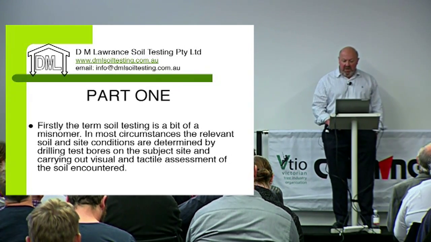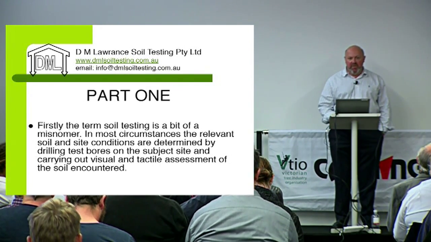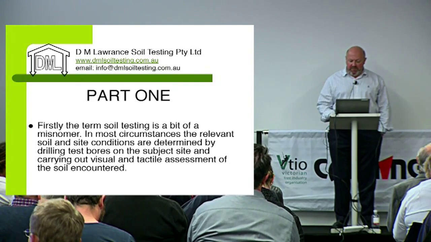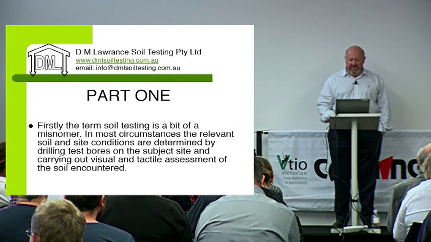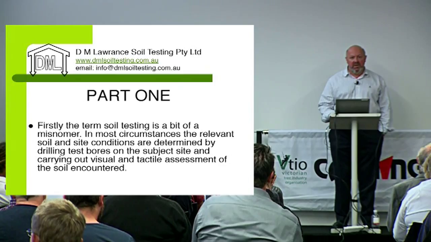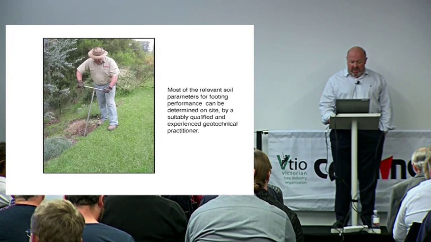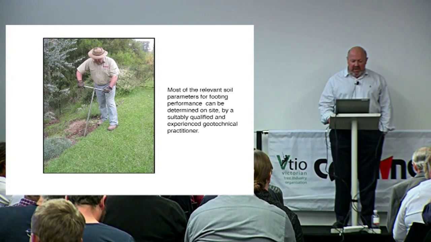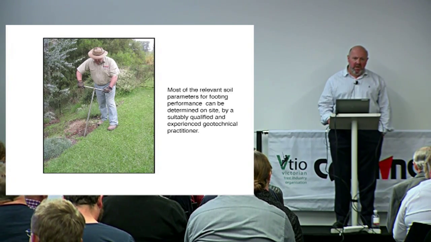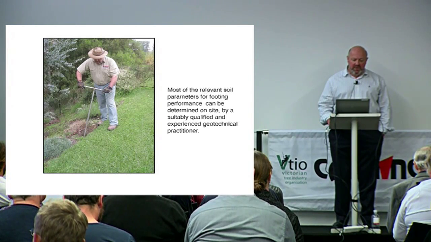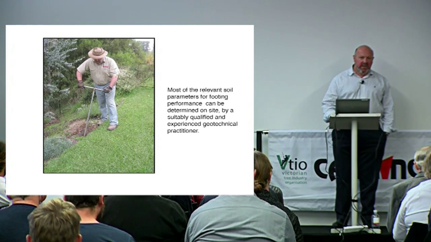Okay, firstly, soil testing for our industry is a bit of a misnomer. For the domestic building industry, we don't actually do physical lab testing. It's just a hand classification method. It's called the visual tactile method, which you do in the field. And this is basically how you do it. The practitioner's got to be able to identify the soil profile on site. If they can't do that, they shouldn't be out there.